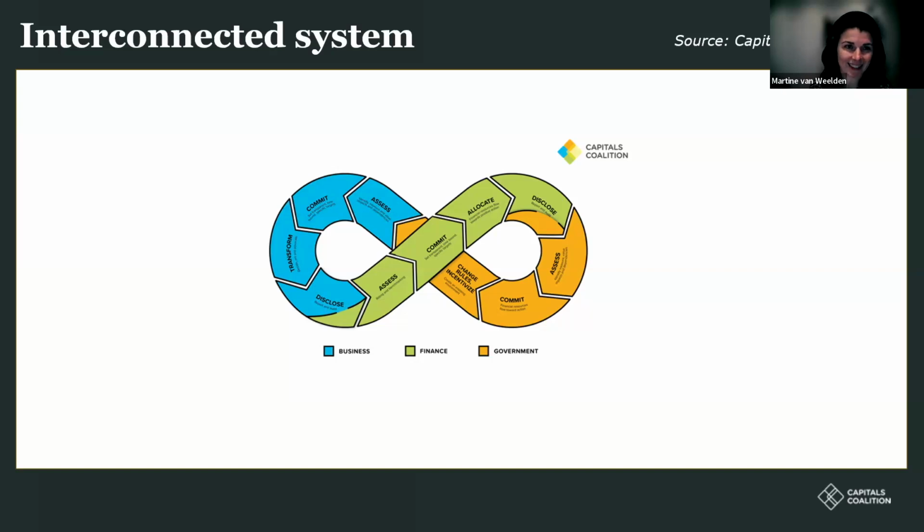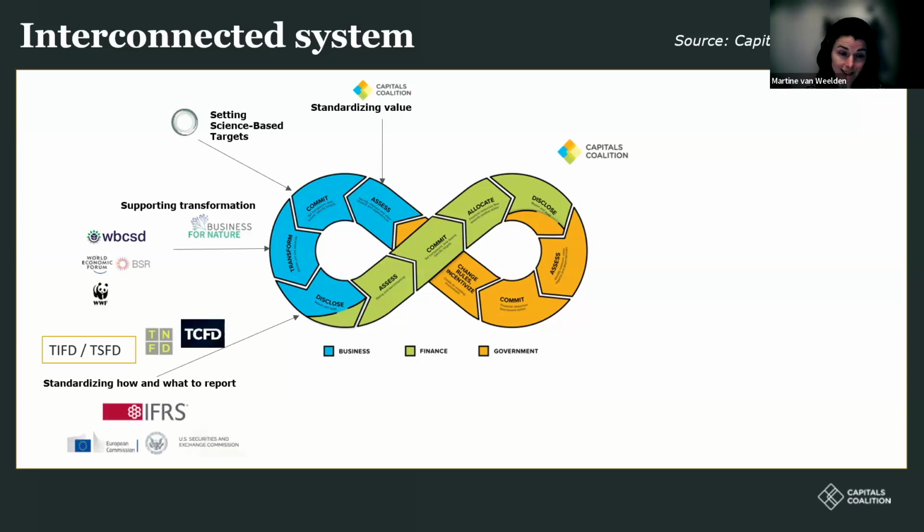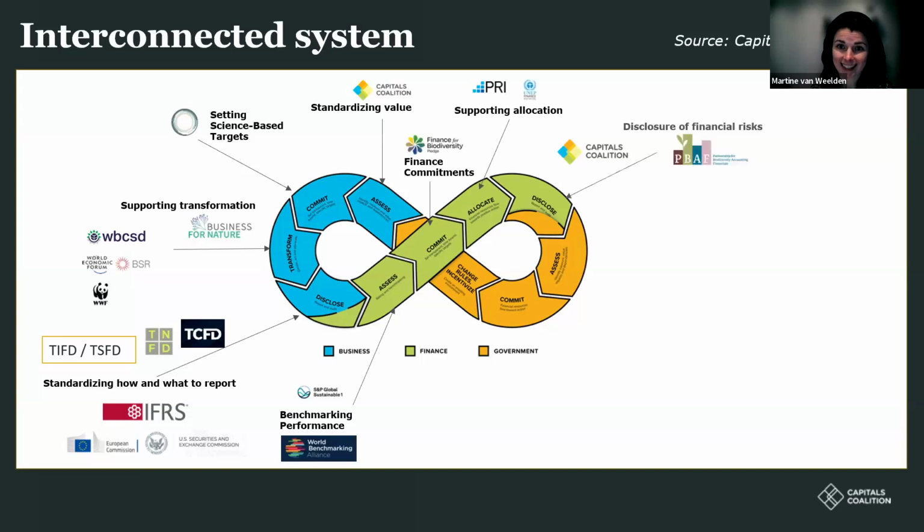And I'll show you there, these are a lot of clicks that are coming up, where a lot of organizations sit across this loop. So for instance, we at the coalition generally focus on the assessment and the standardizing of value. Then the Science-Based Targets Network, for instance, is setting commitments. There are many organizations that support the transformation and disclosure. I'm assuming a lot of you are working on that bucket, the disclosure bucket. Then there's the World Benchmarking Alliance, for instance, focusing more on finance, ensuring financial commitments, supporting allocation.